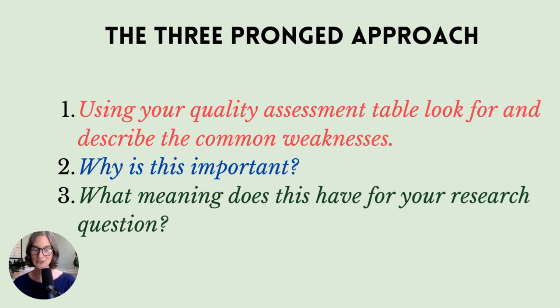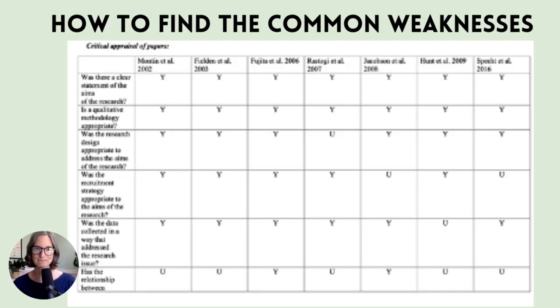And so this is where you're going to need to drill down probably into some research textbooks to remind yourself on why these key aspects of quality are important with research studies. And then number 3 is about what meaning does this have for your research question? So what in relation to your specific question that you are trying to answer and address? So they're the 3 prongs. That's the formula, I guess, for writing this section.